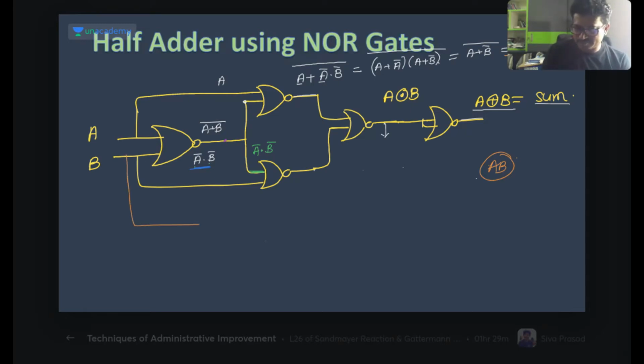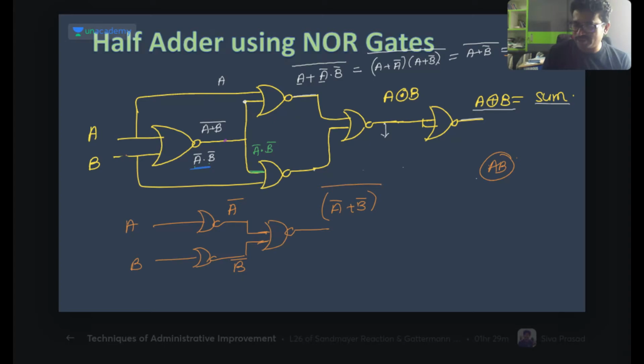Simply here we should take this as A and B. This is A and this is B, and these two are connected to one more NOR gate. You can see this thing. What will you get? This is A bar. This is B bar. This is A bar plus B bar whole bar, which is nothing but AB. This thing we will get now.